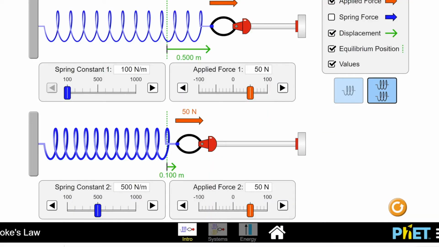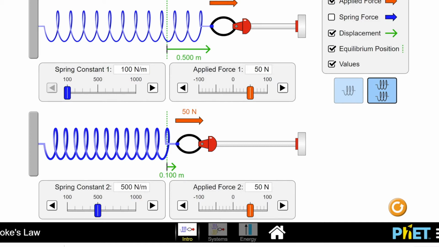Just to summarize that, you can see the two springs, the ballpoint pen spring at the top of the screen now and the trampoline spring at the bottom with the two different extensions. The only difference, of course, is the stiffness of the spring. The force applied is exactly the same. So look at that bottom spring, 50 newtons, extension 10 centimeters or 0.1 meters, with a spring constant of 500 newtons per meter.